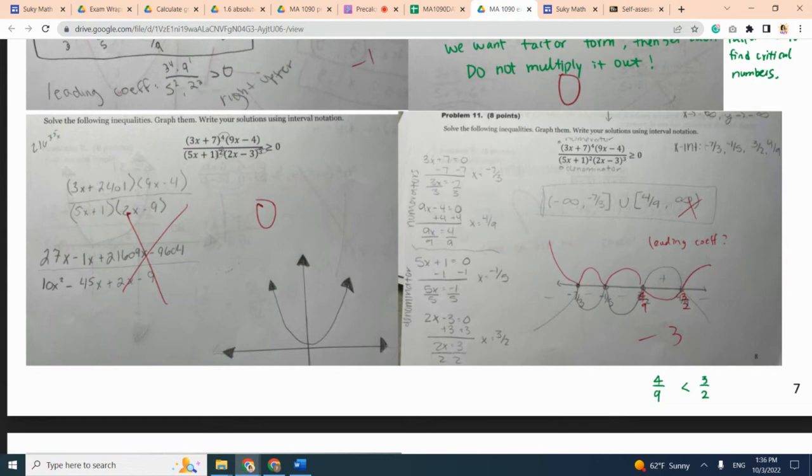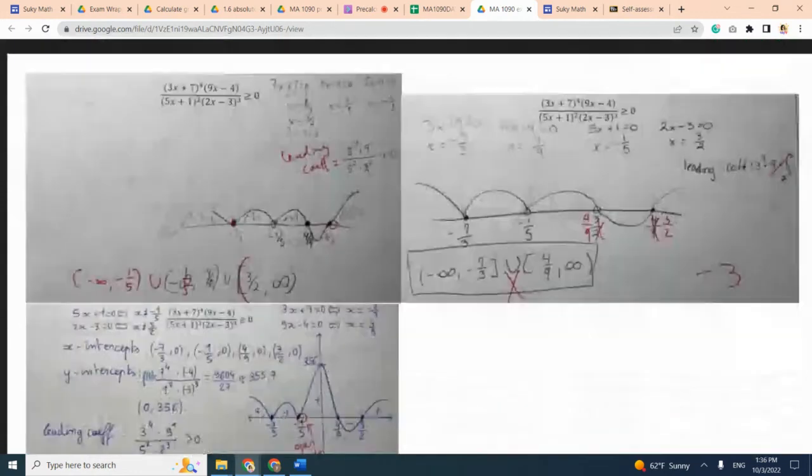Okay, and yeah, this one. 4/9 and 3/2. Which one is bigger? 3/2 is bigger. You have your calculator, right? So in the exam, you can plug this in your calculator. You see, this is less than 1, and this is bigger than 1. So this is on the right-hand side of that number. Yes.